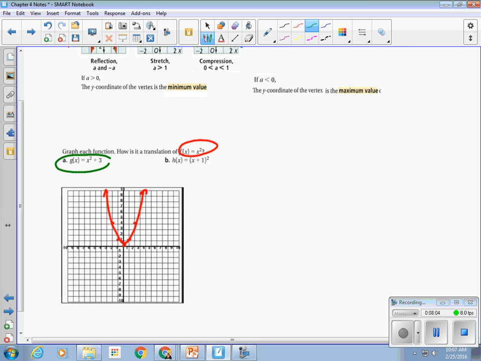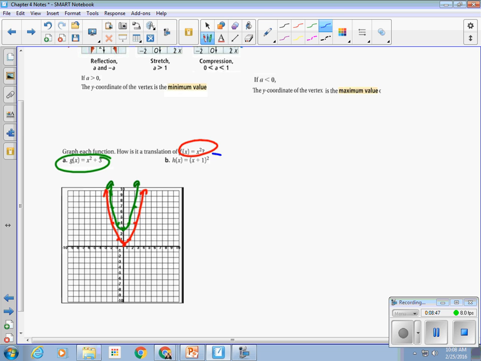This function here, g of x equals x squared plus 3. When we add values to the end of our function, it moves our whole function up 3 units. So instead of a vertex at 0, 0, the vertex is going to be at 0, 3. There is no stretch or compress, and it's just going to fit right inside. Same as our other one, just moved up 3.